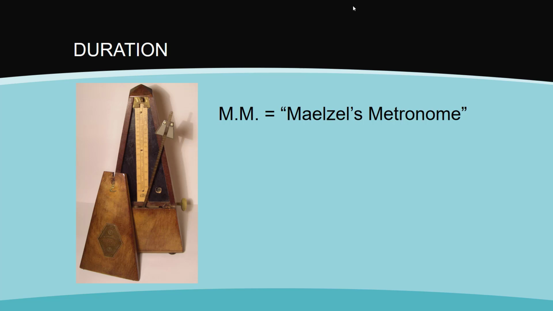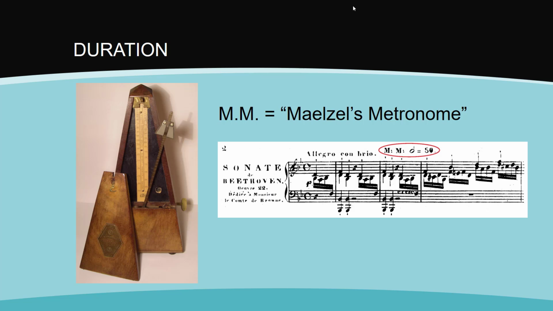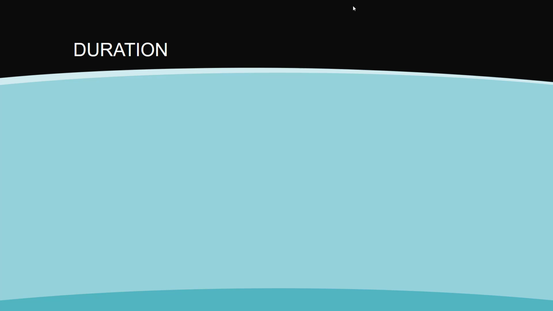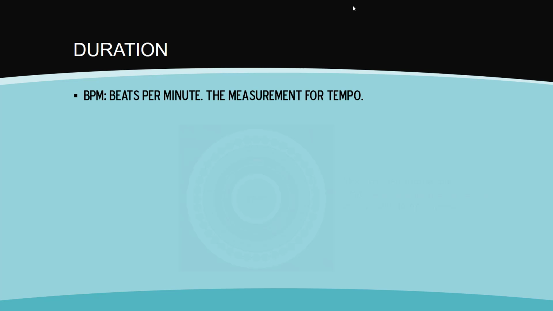Today, you can still purchase a clockwork metronome that is basically the same design as Meisel's. However, many of us opt for a more cost-effective digital version. The indication MM is often followed by a note value and a number that indicates the tempo. For example, MM half note equals 80. The number represents a numerical indication of how tempo is measured. Tempo is measured in beats per minute, or BPM for short.